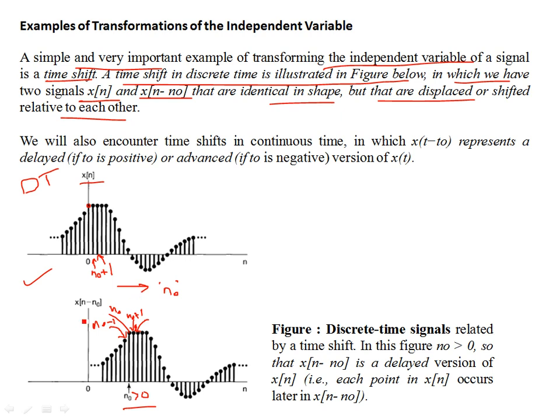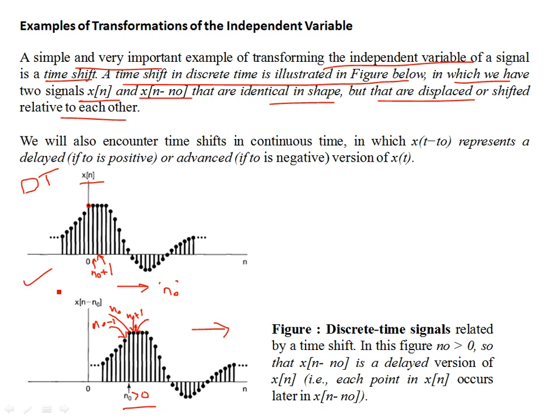So they're just shifted. The shift is towards right. Okay, n naught is a positive quantity. On the other case, if n naught was to be a negative integer, then it would have been advanced or shifted towards left.